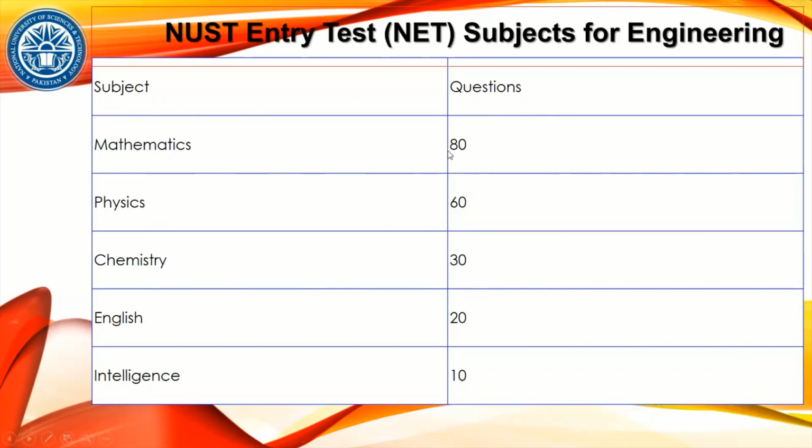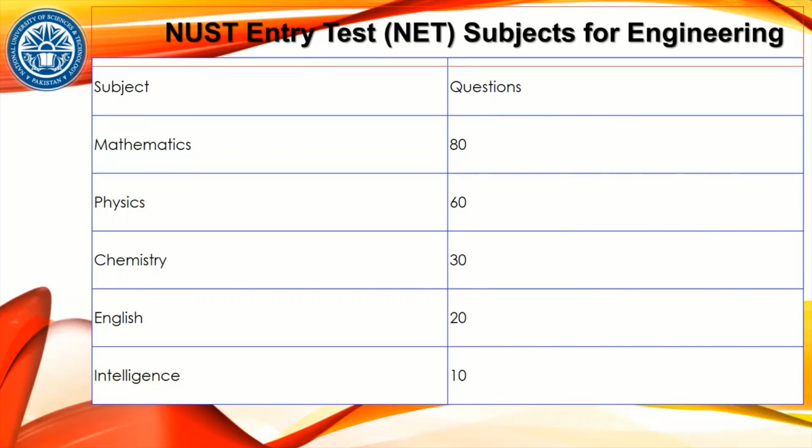Mathematics, roughly 80 questions. Physics, there are 60 questions. Chemistry 30 questions. English 20, and intelligence 10%, or 10 questions. There is no medical discipline in this. Engineering means there are so many branches, like software engineering, electrical engineering, hardware, IT, so that's why their weightage is slightly different from the others.